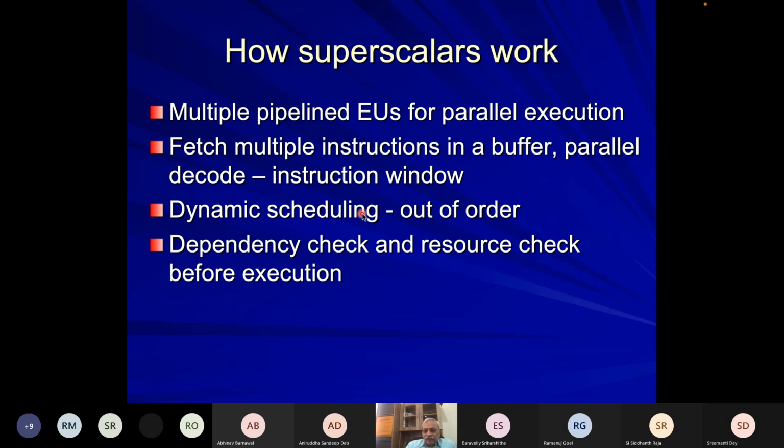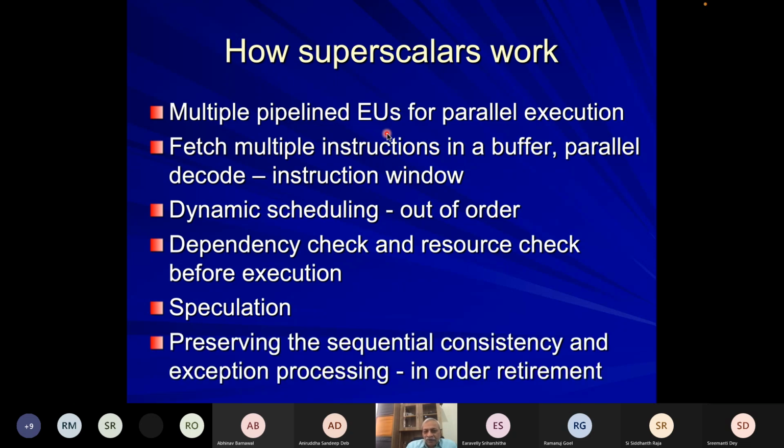So you need to do dependency check and resource check before execution. So you may find a lot of instructions which are independent, but the number of execution units may be limited. So you need to do resource check, you need to do dependency check before you start executing. And you will do dynamic speculation. You can execute instructions in anticipation. Okay. And if anticipation is wrong, then you can undo later on.